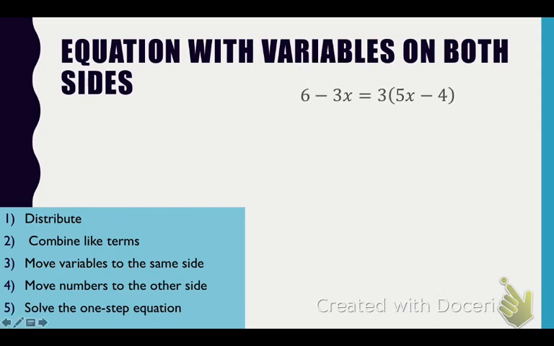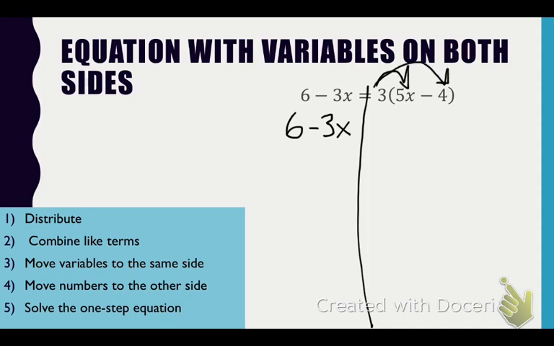Alright, let's try one more. It's very similar, but there's just a couple things that look different about it. So still line down the middle. Going to distribute first. Don't have anything to distribute on the left side, so I'm going to rewrite that. 6 minus 3x. Then I'm going to distribute the 3 on the right side. So I get 15x minus 12.